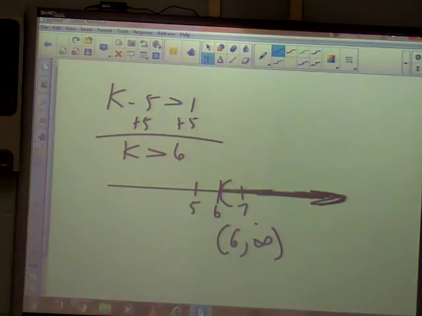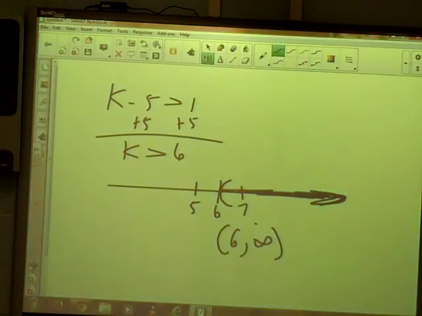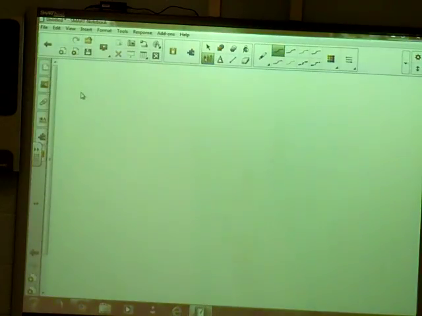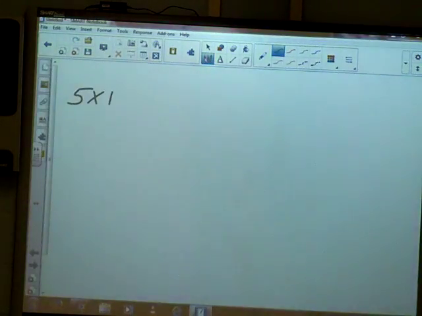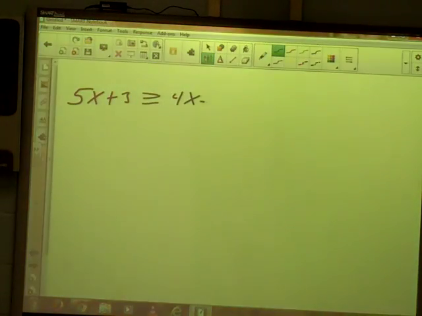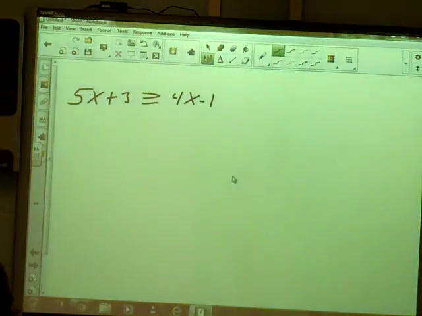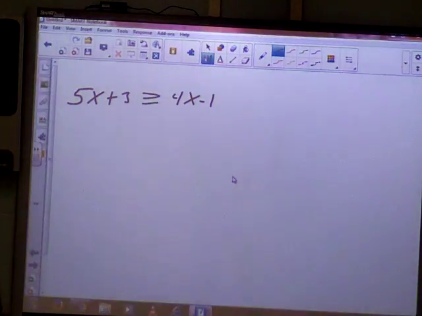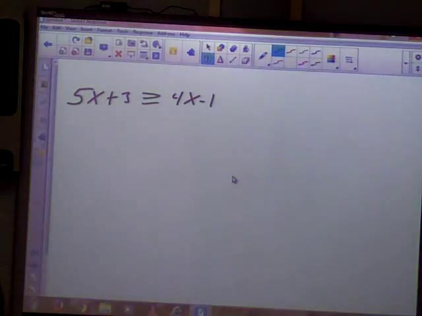Easy stuff, easy stuff. Now, let's make the inequality a little bit tougher. This one says 5x plus 3 is greater than or equal to 4x minus 1. Okay, so all we've done in this case is added a variable on both sides. So this is that middle school equation that they panic over because they don't know where to start, because you got options. You can start with any of those pieces.